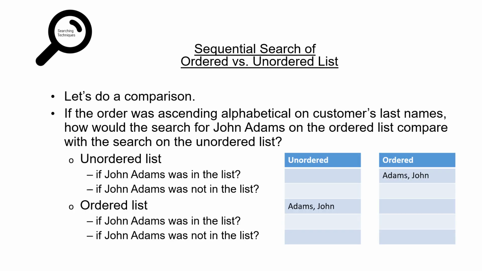For example, we have two lists, one ordered and one unordered. This means one can be sorted and the other is unordered. When sorted, it can be arranged alphabetically, or sorted in ascending or descending order. In this case, if the order is ascending alphabetically, it means it starts with the last names from A to Z, or A to C. So how will the search run?